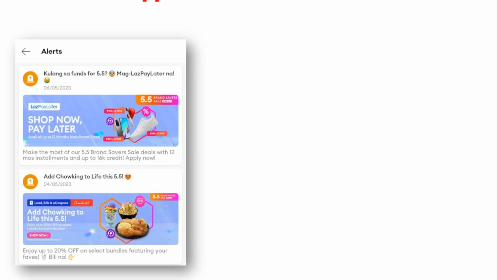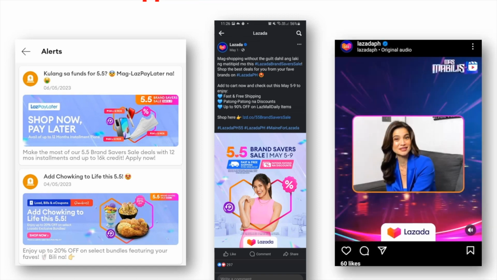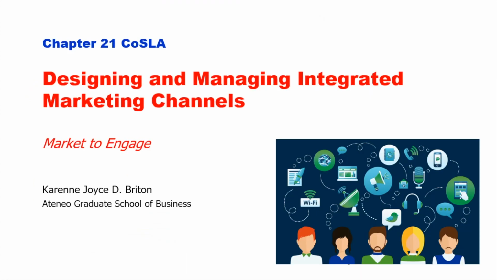For the local application, we'll take a look at Lazada Philippines. As an e-commerce platform, Lazada uses integrated marketing to effectively reach its customers. They use a combination of app notifications, social media advertising, and collaborations with influencers to keep their branding message consistent and drive customer engagement. Again, this is a summary of designing and managing integrated marketing channels.